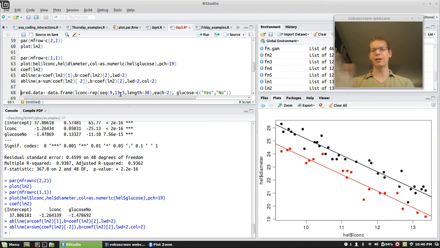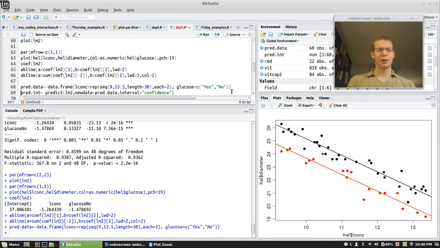But as always, a fit is okay, but what is the likelihood of hitting a particular value? It's none. Not going to happen, so you want to have some interval as well. So what we'll do is to make a data frame to be used for prediction, and we'll take values from 9 to 13.5, pretty much spanning our range. Just get 30 points, and each of them will repeat twice, so that we can get a yes and no glucose included as well. And then we'll do the prediction just as we've always done.